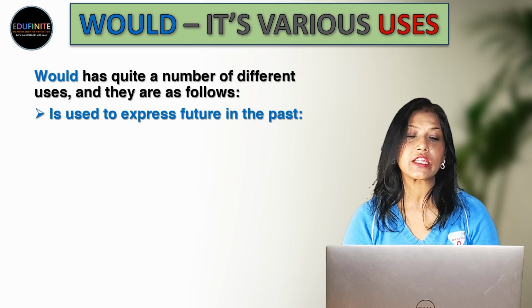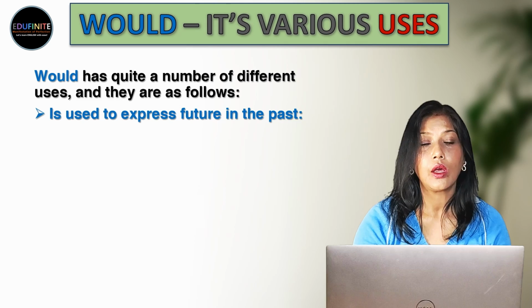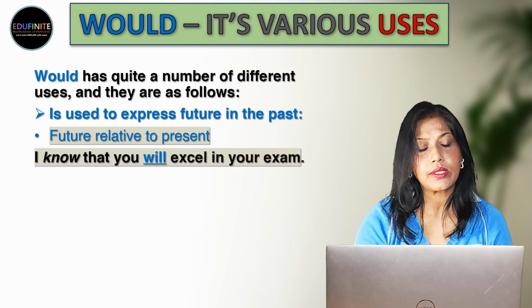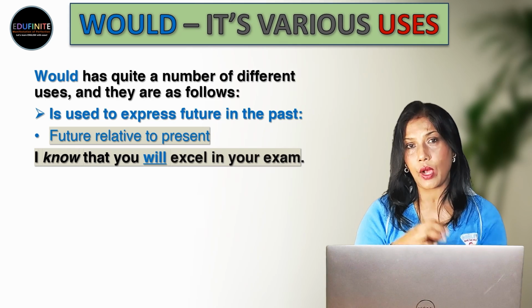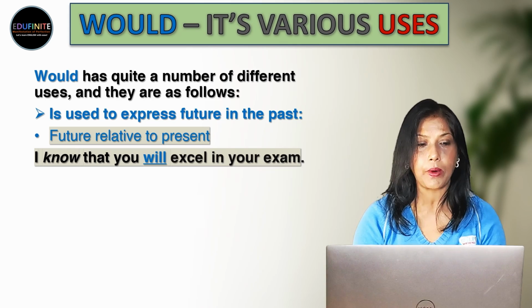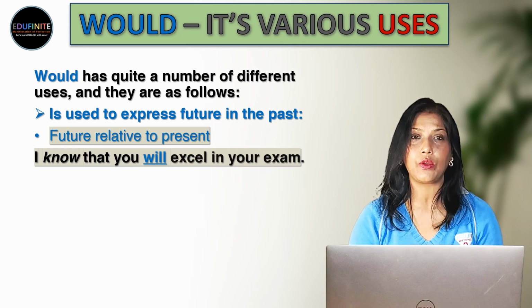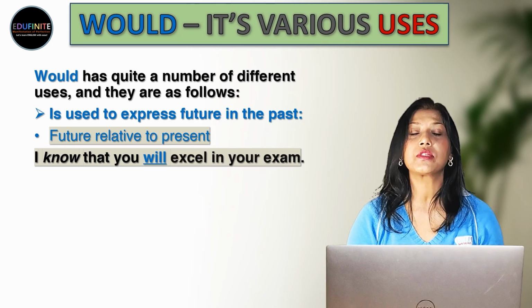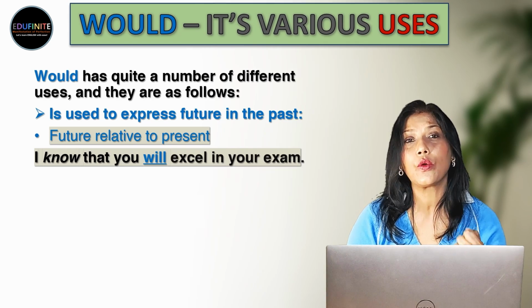Okay, next we use would. It is used to express future in the past. Now, let's look into the sentence to understand it. This is future relative to the present. I've just given you an example so that you understand how we change that into the past. "I know that you will excel in your exams." We often say this if someone is giving an exam and we try to boost his or her morale: "I know that you will excel in your exam."